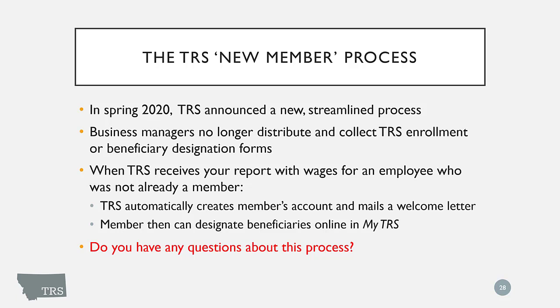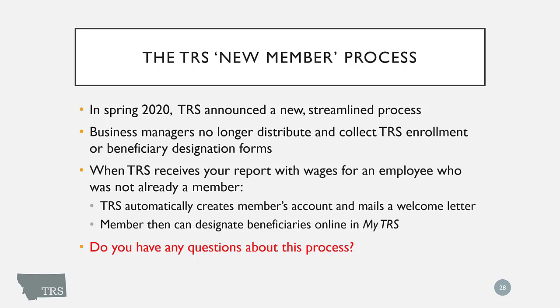In our forms, I think there's the new hire forms, and basically what it did is it streamlined the process and got rid of a bunch of paperwork for the clerks and business managers, and also for TRS. So no new hires need to do any of the record for membership forms, and the beneficiary designation forms are no longer necessary. I guess the beneficiary designation form is still available online for those people who want to do it by paper form.